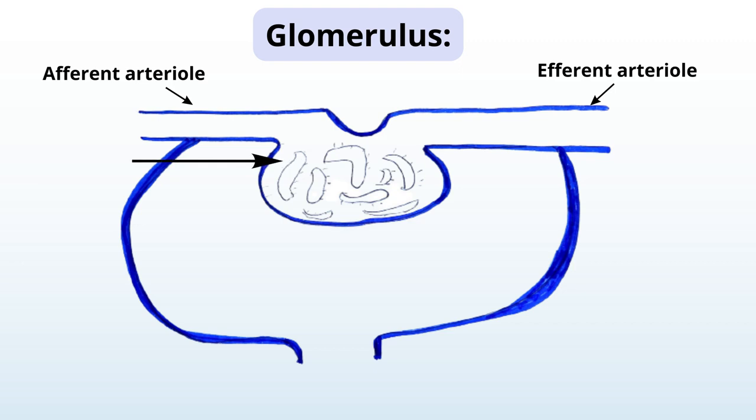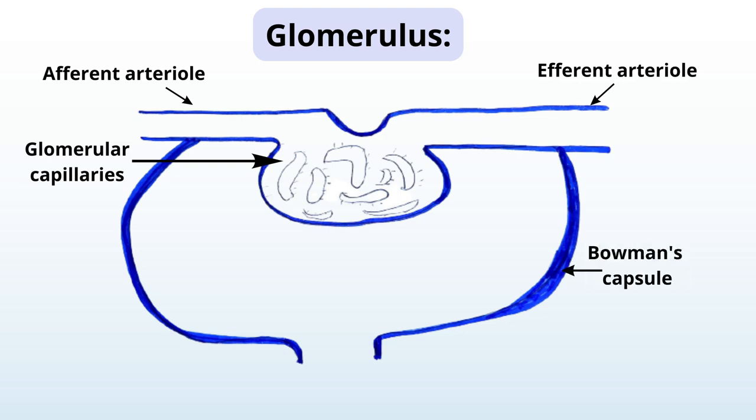Now, to help visualize these forces, I drew a glomerulus. On one side, we have the afferent arteriole, and on the other side, we have the efferent arteriole. And in between them, we can see the glomerular capillaries. Finally, surrounding all of this is Bowman's capsule.